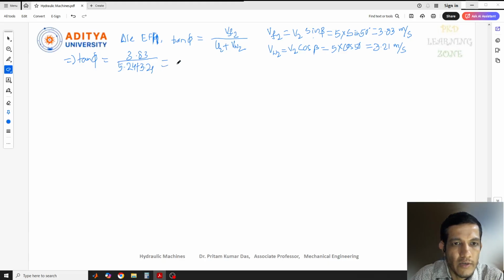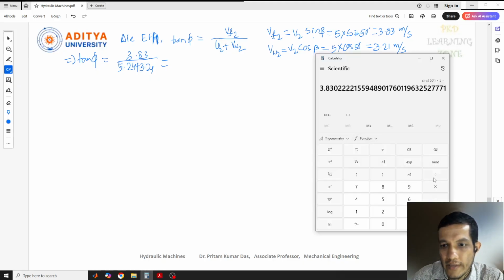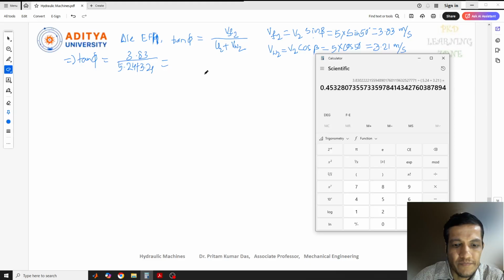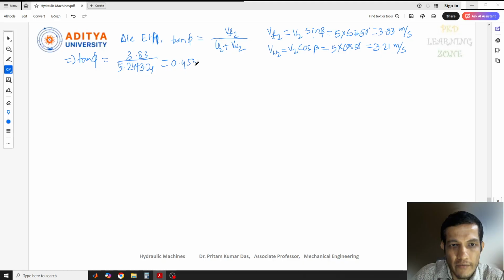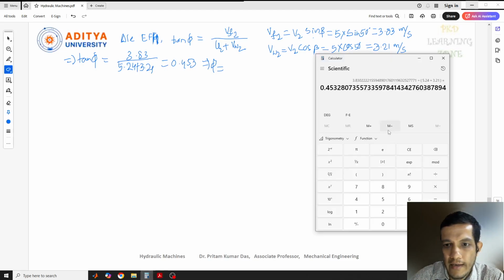3.21. So we can find out finally. This is how we can calculate 3.83 divided by, bracket start, here we can write 5.24 plus 3.21, bracket close, 0.453. So this one I'll write 0.453, and finally phi equal to tan inverse of this one. So I'll do directly. So go for trigonometry, tan inverse of this, 24.38.